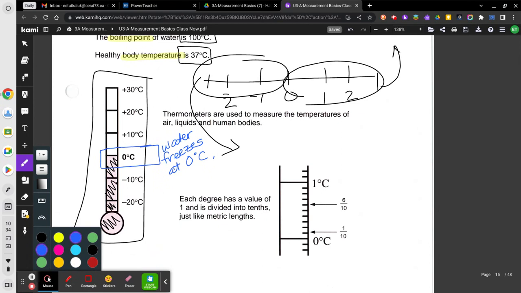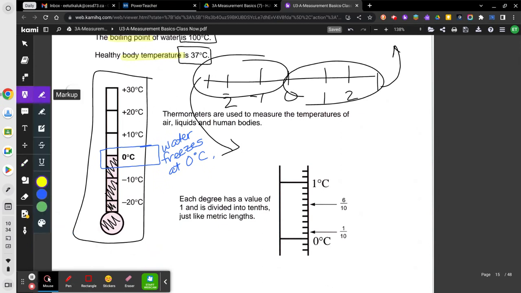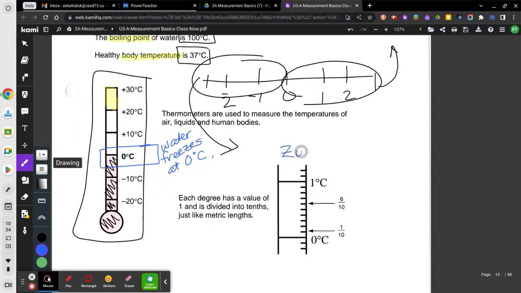Now, when you look and you zoom in to each one of these, so for example, if I took a section and I'm going to take maybe 30 to 20 and I'm going to zoom it in, well, that's going to give me 10. Well, what if I zoom into each one of those? Well, that would be what this is. This is the zoomed in version. So this is between 0 and 1 degree, just like any ruler that you use to measure.